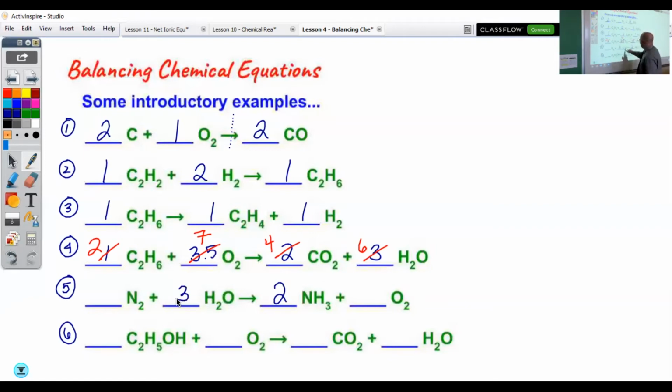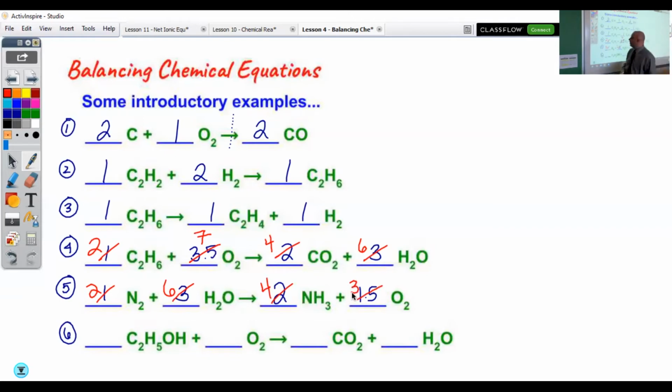Now, notice, I have 3 oxygens on the left side. I have 2 oxygens on the right. So really what I need to do is put a 1.5 here. But again, we're not going to keep any decimals. So in this case, we're going to double everything. So the 1 will become a 2, 3 will become a 6, the 2 will become a 4, and the 1.5 will become a 3.